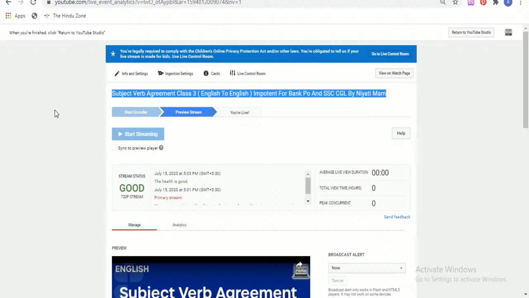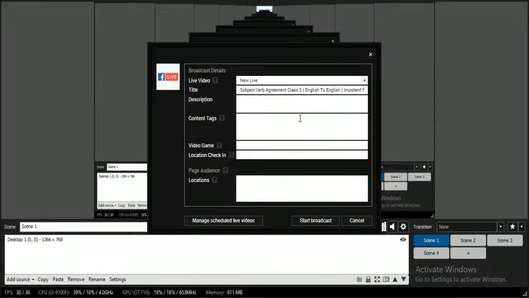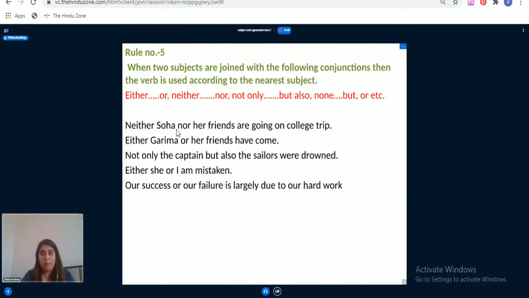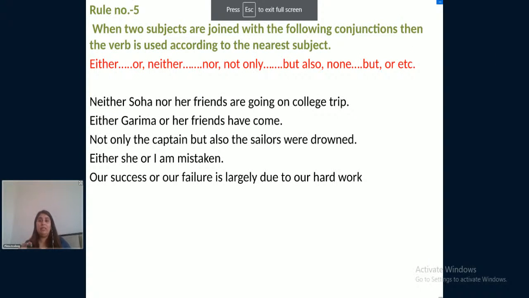Agreement. We have already done class 1. We have already discussed the basic rules of subject verb agreement, like what is subject, how a verb depends on subject. So the basic thing was, if subject is singular, verb is singular. If subject is plural, verb is plural. We have already discussed the main function of the main subject in the sentence, right?